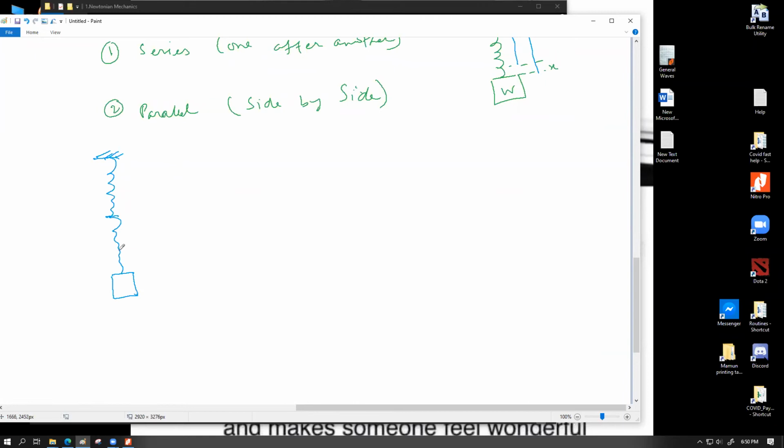How much long would this whole combination become? Would it still extend by x, or will it extend by more than x or less than x? What do you think? More.